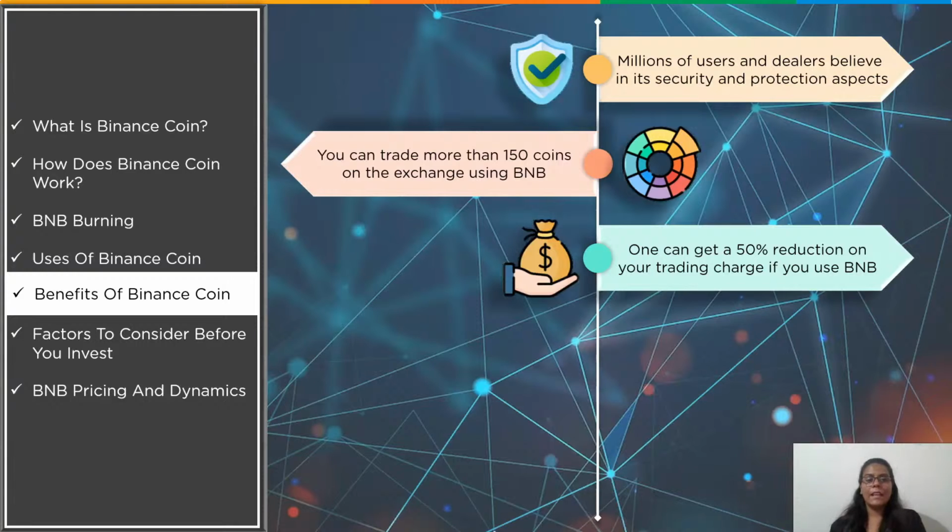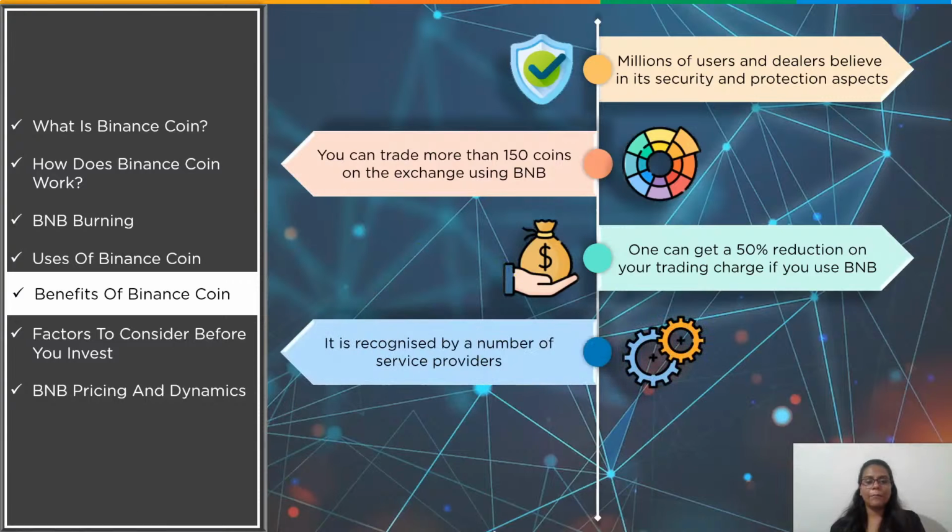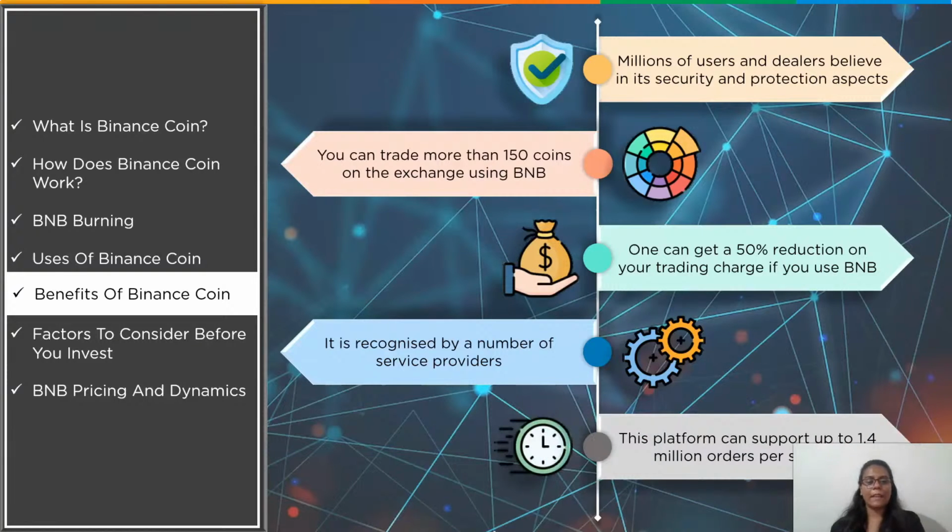Moving ahead is trading discount. You can also get a 50% discount on your trading charge if you use BNB. With traditional payment methods, if you buy $10,000 worth of coins, you'll be charged $10. And if you use BNB, the trading charge is cut in half, so you will just have to spend $5.